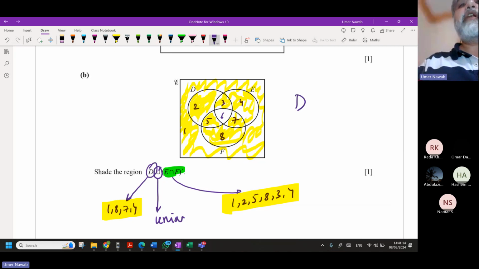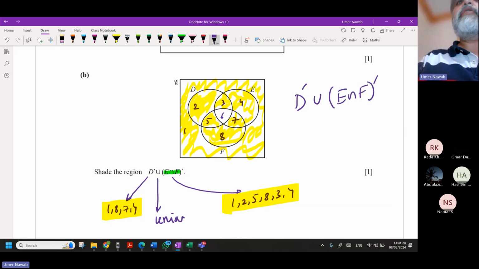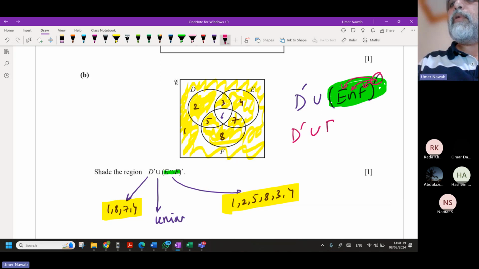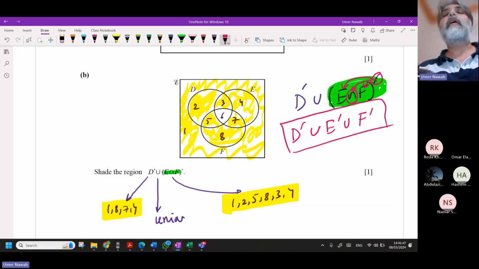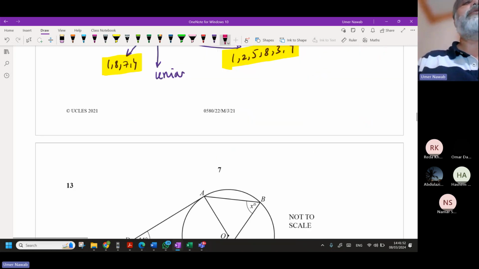But if you want to solve it in a different way, your set was D complement. Let me check that. Yeah, D complement union E intersection F complement. So I apply the rule of complements. The complement will be applied on E, on the intersection, and on F. So Rida, I'm going to write E complement, the complement of intersection is union, and this is F complement. Then you can also do the question with this technique. It's all up to you which is possible for you to solve these types of questions.